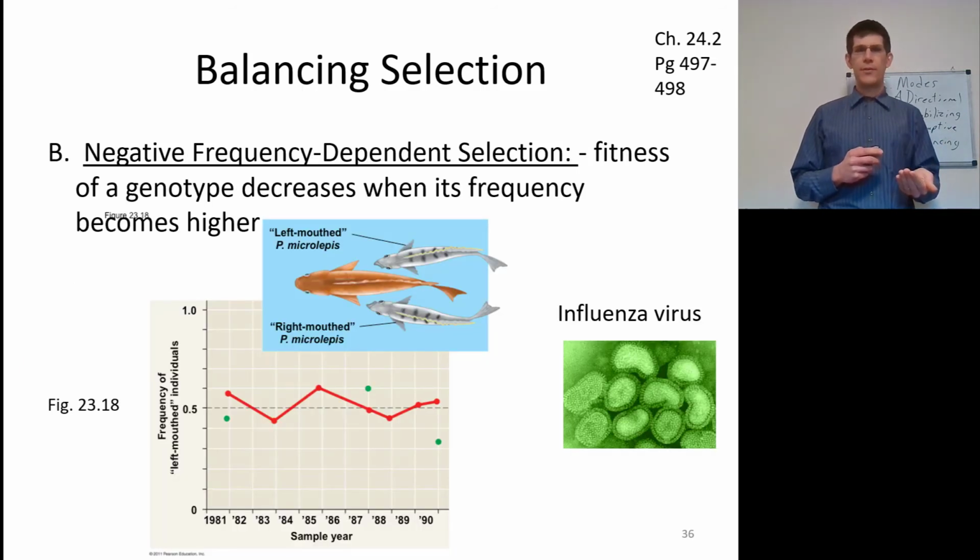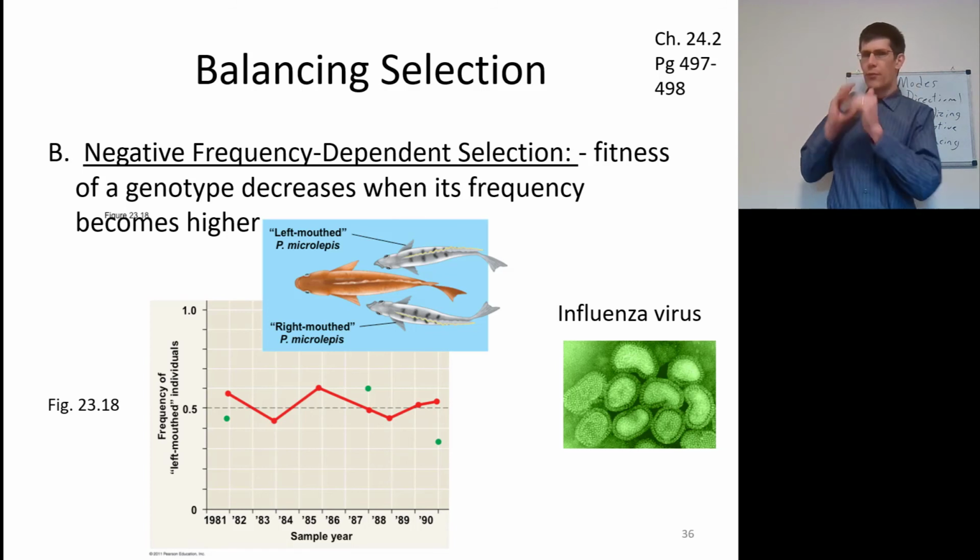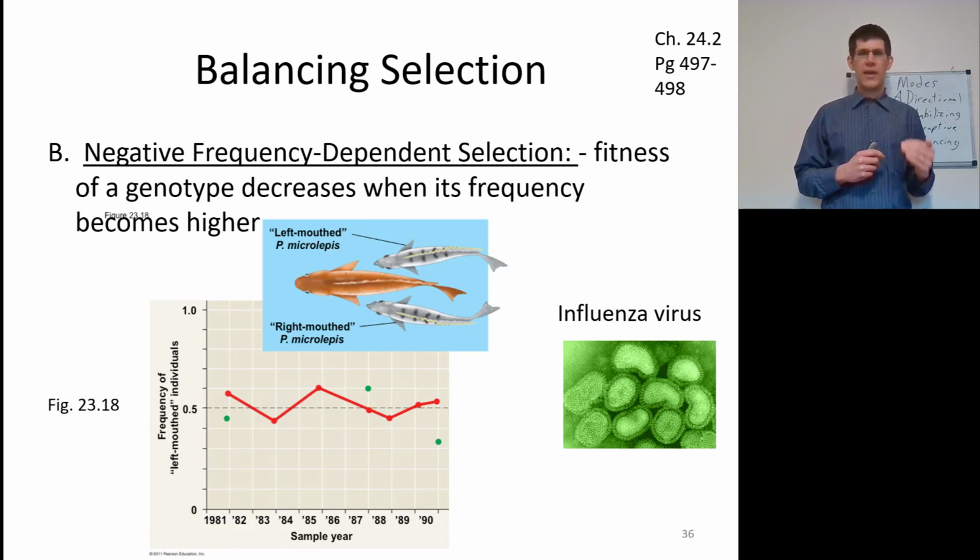Then there's negative frequency dependent selection, like the birds I mentioned before and the butterflies. Here we have a fish that is being fed on by some scale-stealing fish. This P. microlepis steals the scales from either the right or left side. In order to do so, it needs to actually have its mouth pointing towards the left or right side. A right-mouthed P. microlepis will steal scales from the left side of a fish. And this is bad for the fish, and it will get hurt.